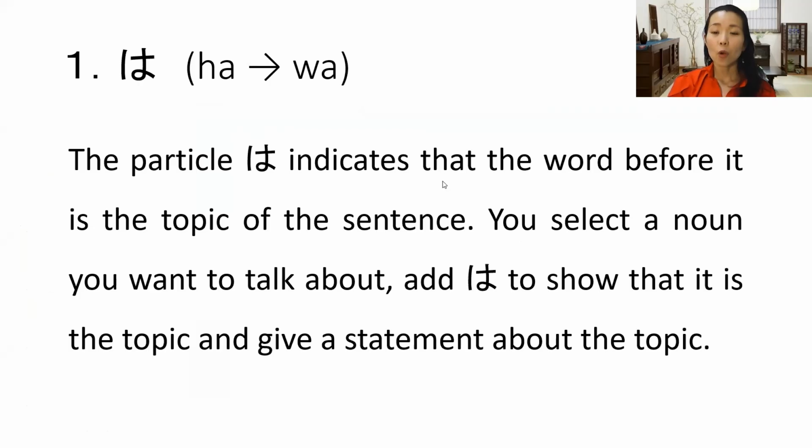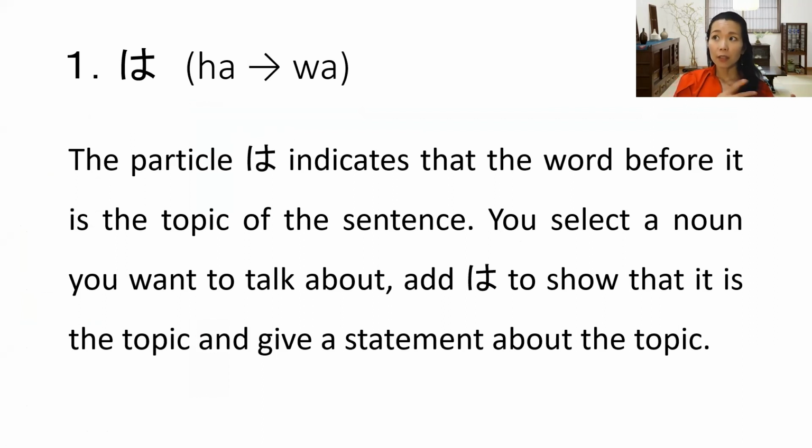So the particle wa indicates that the word before it is the topic of the sentence. You select a noun, like a topic you want to talk about, and then you add wa to show what the topic is and give the statement about the topic. I'll show you the slide. So basically all sentences have a wa. If you are still a beginner, please make sure to use wa.